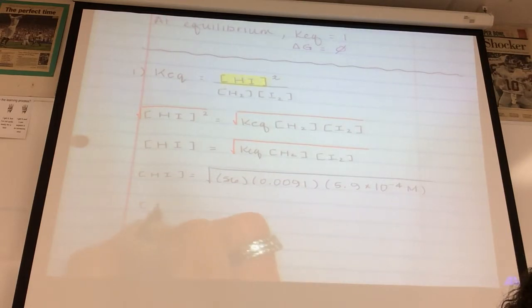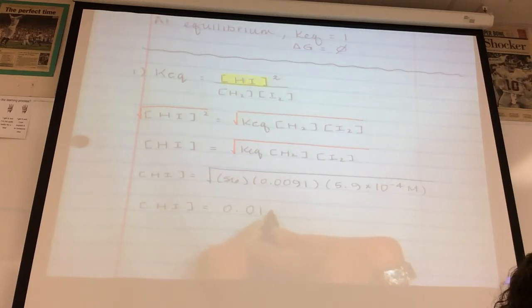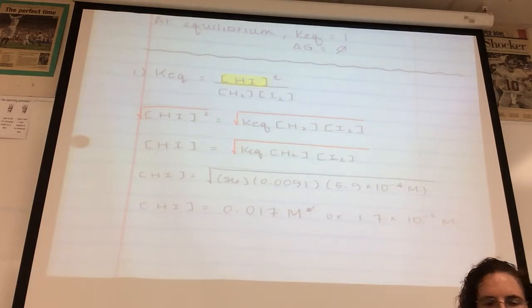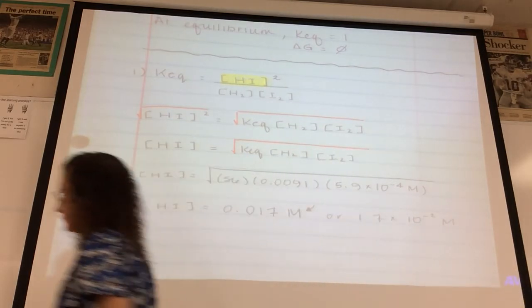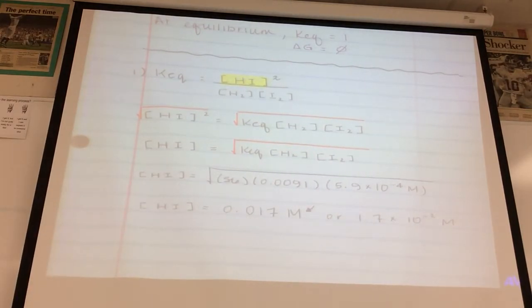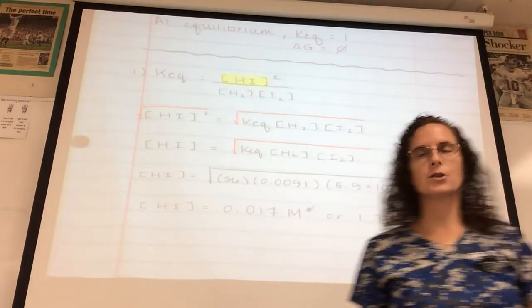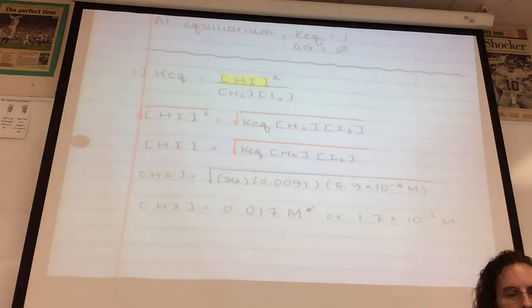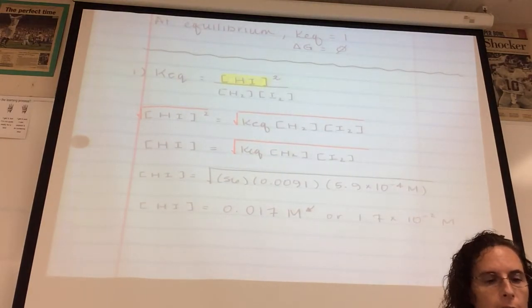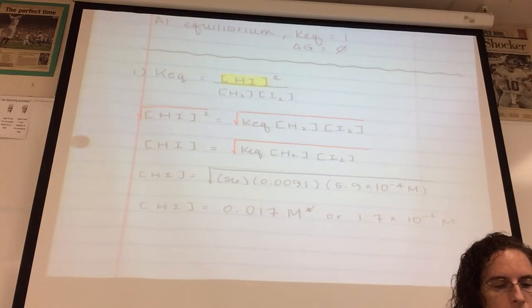And I get a concentration of 0.017 molar. You need that unit, or 1.7 times 10 to the negative 2 molar if you prefer scientific notation. Okay? All right, so there's your concentration. So you can see how I systematically solved. I wrote the KEQ expression. I manipulated my variables. I solved.